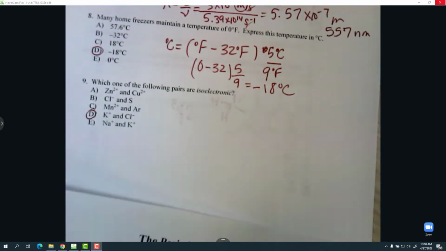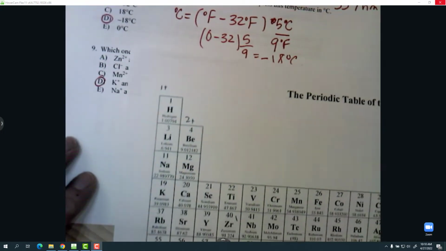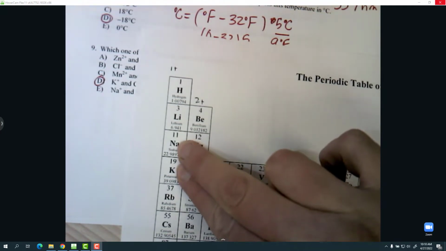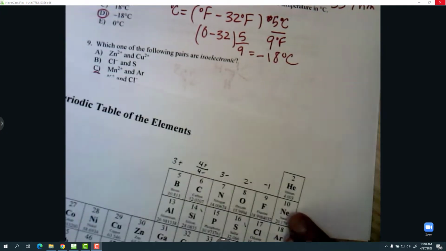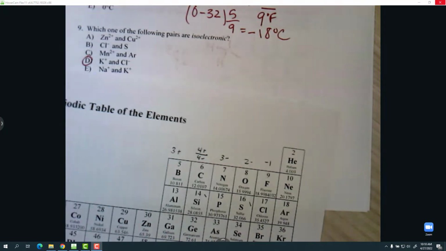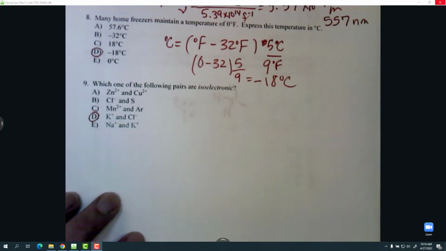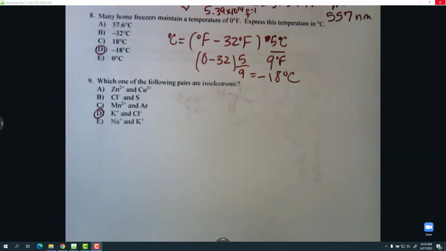I think that's right. And then I have 1 choice left, sodium and potassium plus. So these would both lose 1 and become a noble gas, but they would become 2 different noble gases. So that's not it either. So potassium plus, chlorine minus would have the exact same electron configuration, and that is the answer.